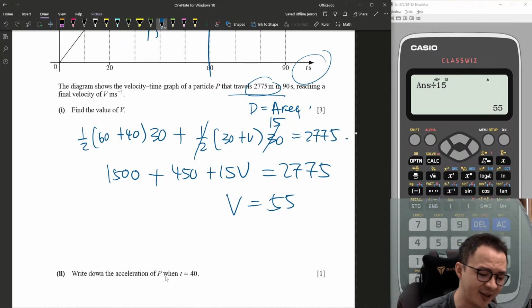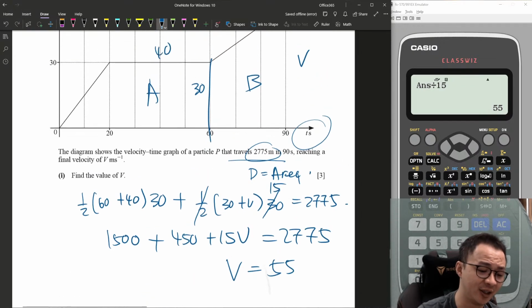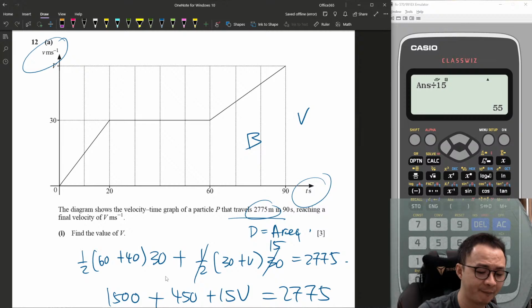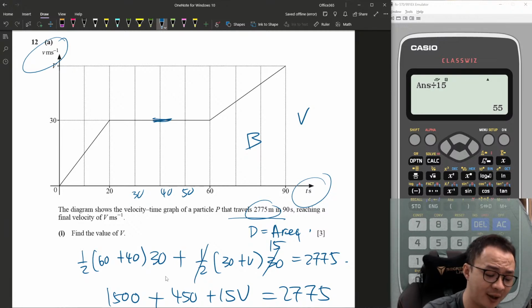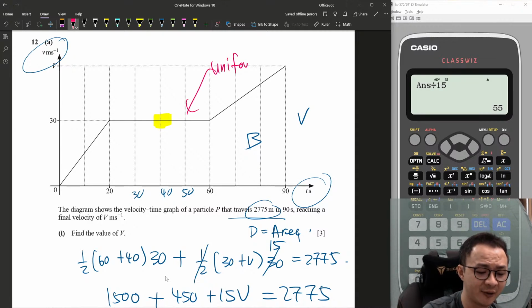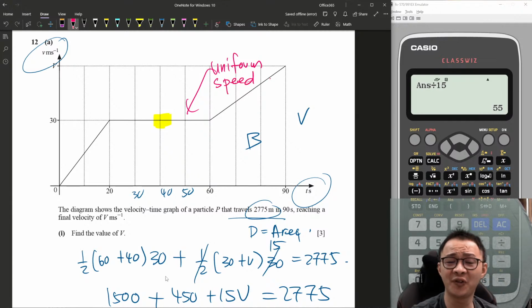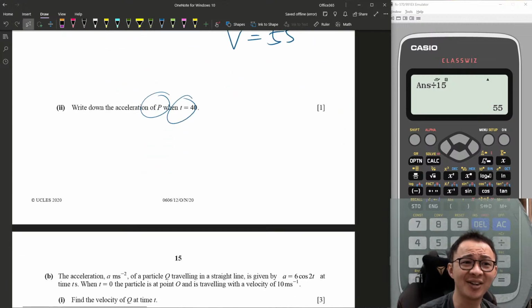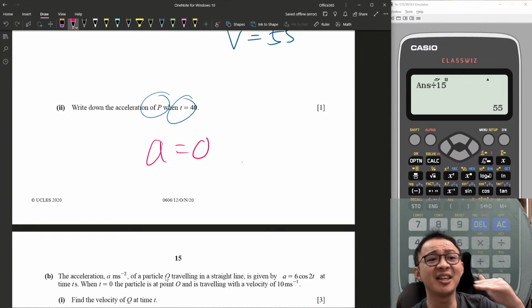Then they ask us to find the acceleration when t is 40. Where is t equals 40? It's 20, 30, 40, 50, 60, right? 40 is somewhere here. This part we call uniform speed, or constant speed. What's the acceleration for uniform speed? It's not hard to guess, right? Acceleration is 0, because uniform speed means it doesn't increase or decrease. So a will be 0.